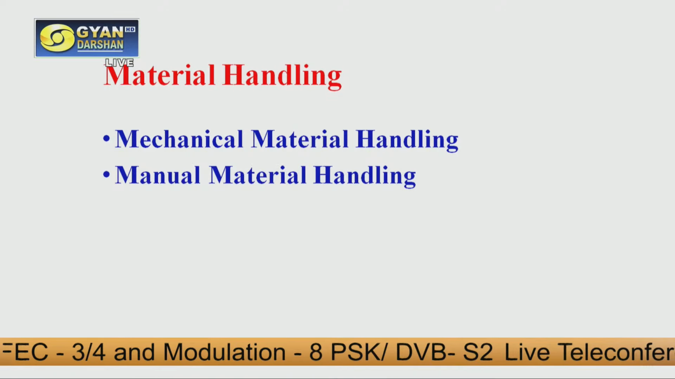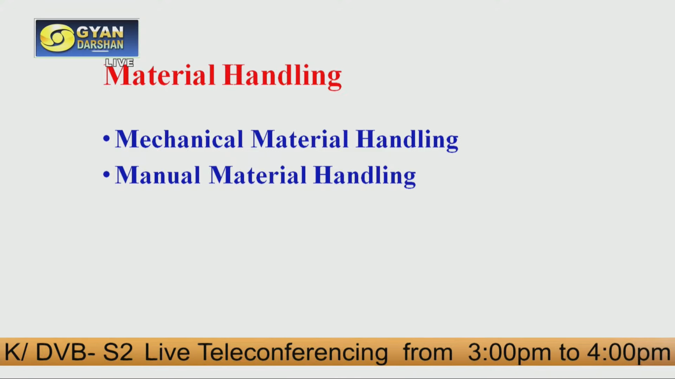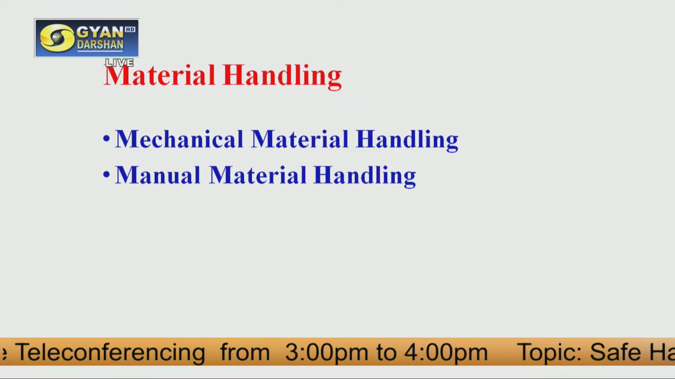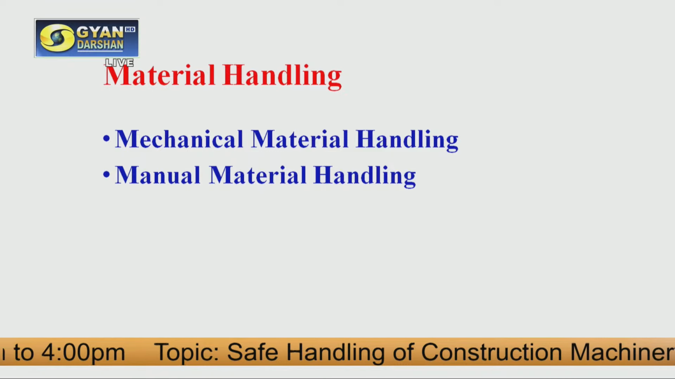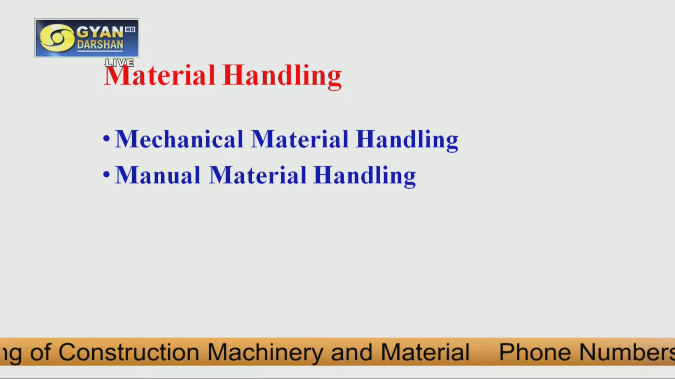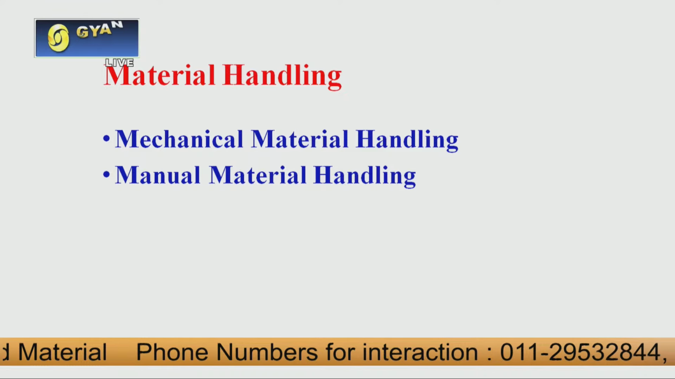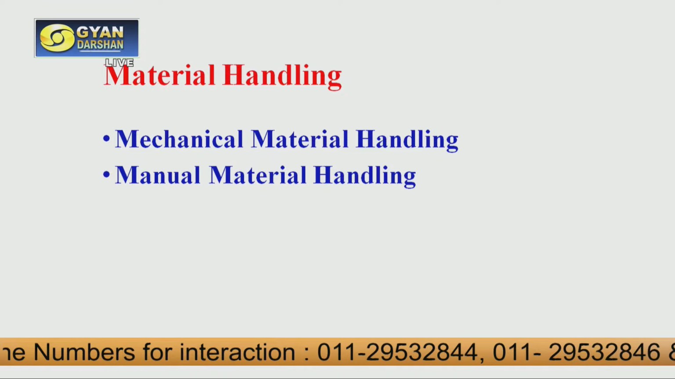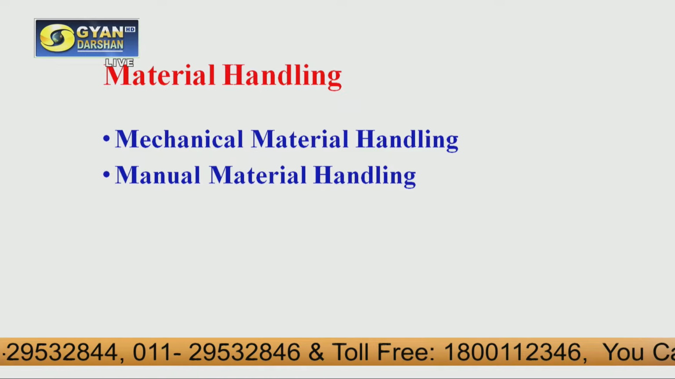Material handling is done in two ways basically at the construction site. One is when we are using machines, then it is called mechanical material handling. When it is done manually, then it is called manual handling. Manual handling is done for lighter weights basically, but when the volume and weight are large, then we generally use machines, which is called mechanical material handling.